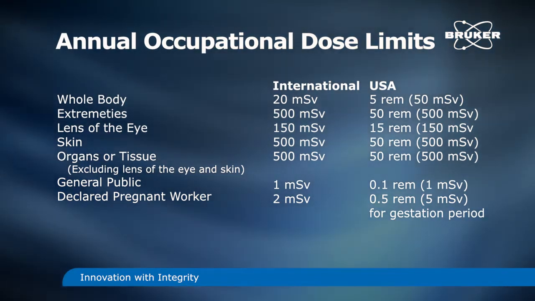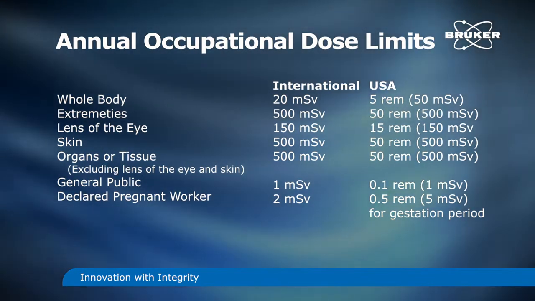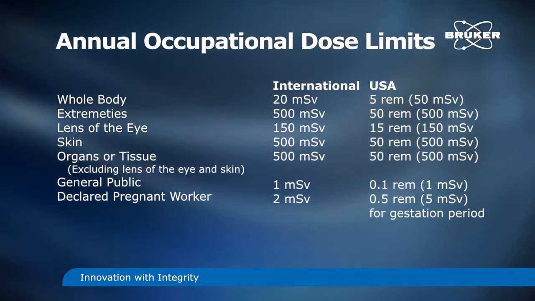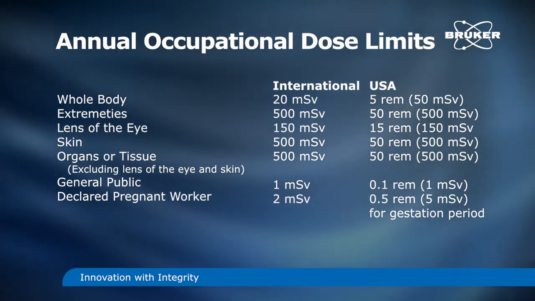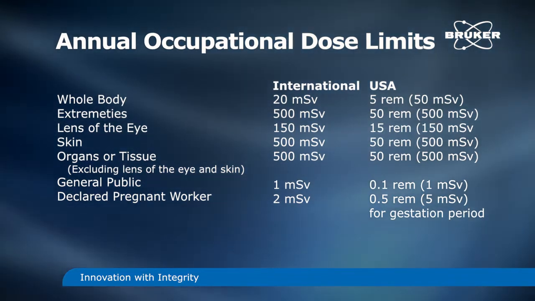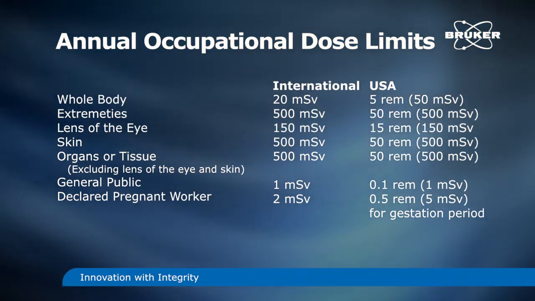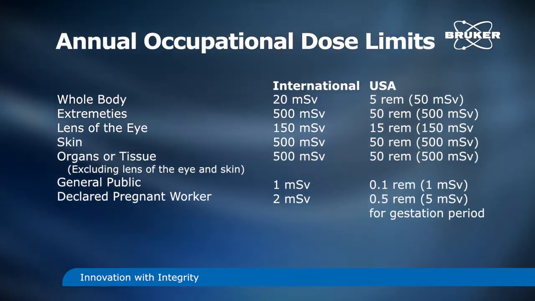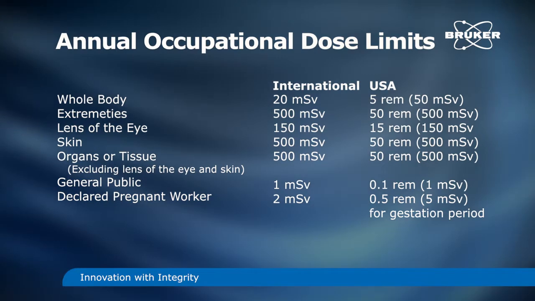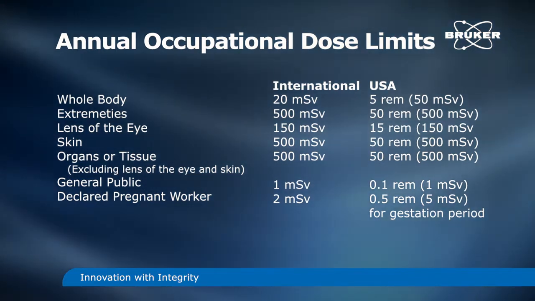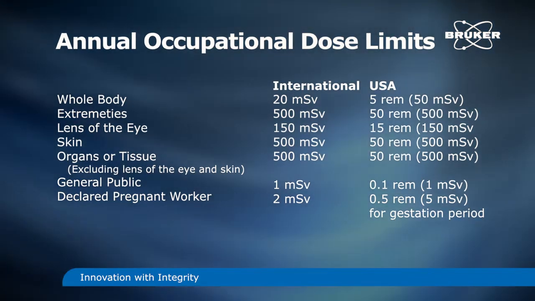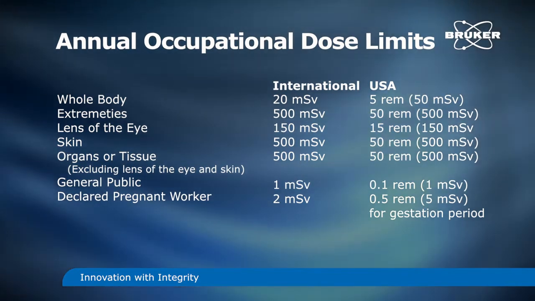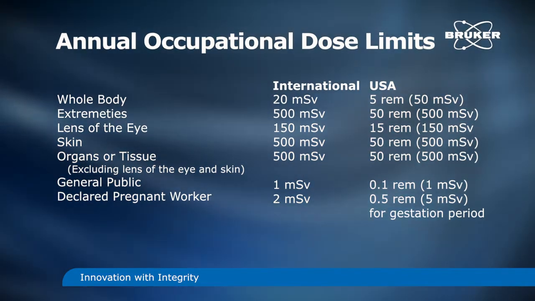In the U.S., the maximum dose allowed to a radiation worker is 5 rem per year, or 5,000 millirem per year to the whole body. The dose limit for extremities such as hands and arms and the skin is 50 rem per year, or 50,000 millirem per year. Members of the general public and minors are limited to 0.1 rem per year, or 100 millirem per year.